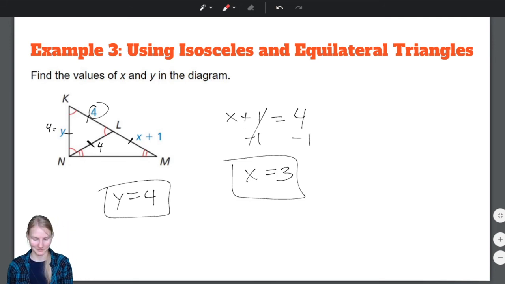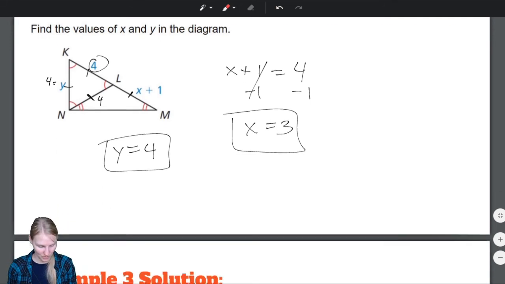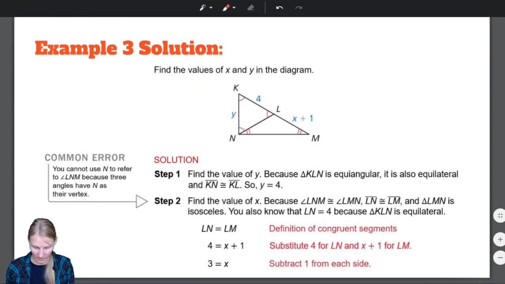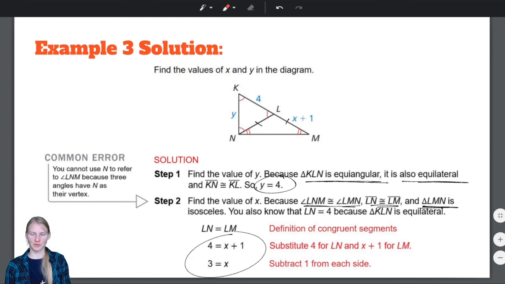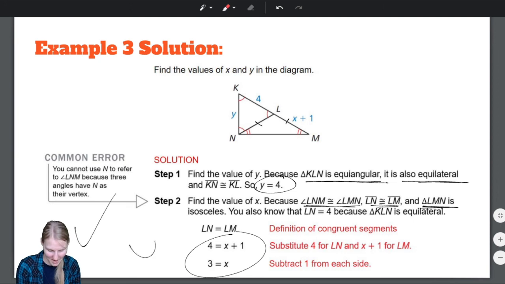Awesome! Let's check and make sure that we were correct. Because triangle KLN is equiangular, it is also equilateral. So y equals 4. Perfect. And because angle LNM and angle LMN are congruent, then these sides are congruent, and triangle LMN is isosceles. So LN is equal to 4, which is equal to LM, which is x plus 1. X equals 3. Woohoo!